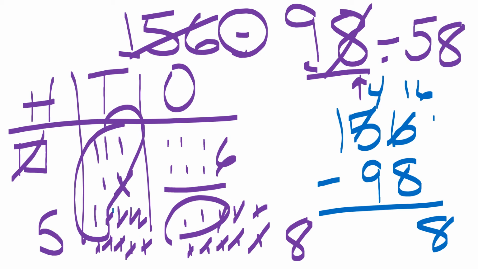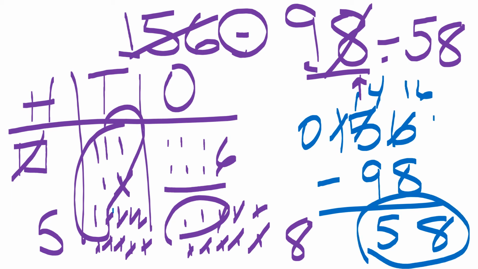Switching over here, I'm going to take that 100 and break it up so I have 0 left, which is exactly what I have in my HTO chart, and I'm going to add it over here so I have 14. And 14 minus 9 is equal to 5. So I have the same answer, the same difference, just a different way of looking at it.